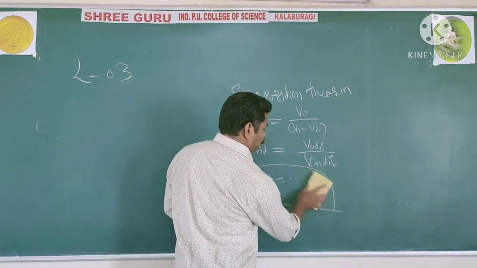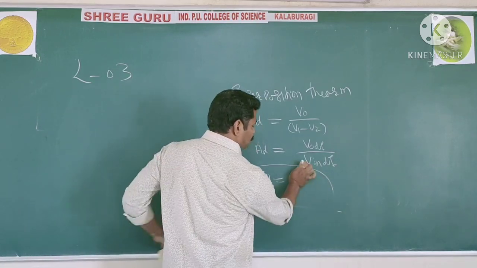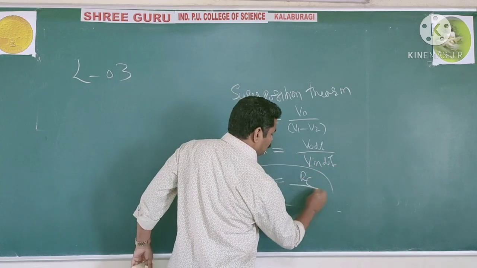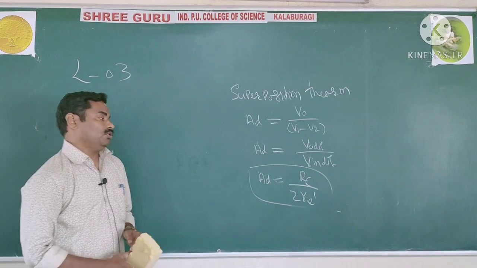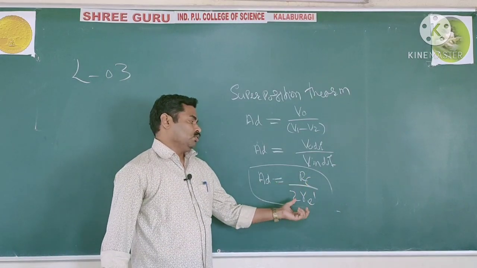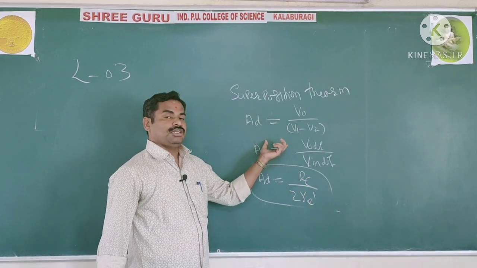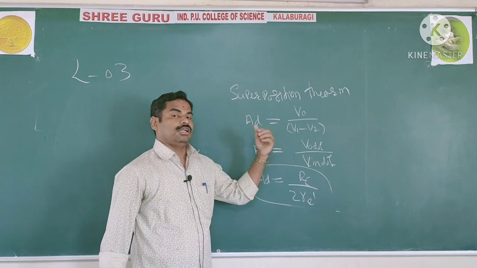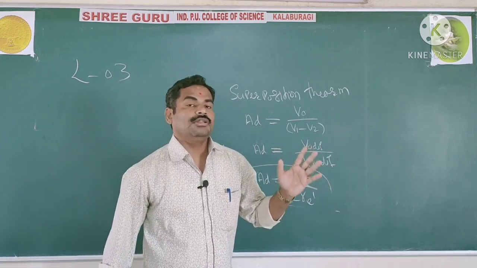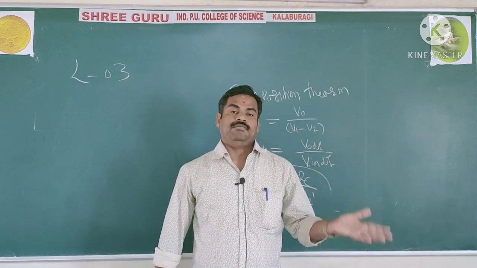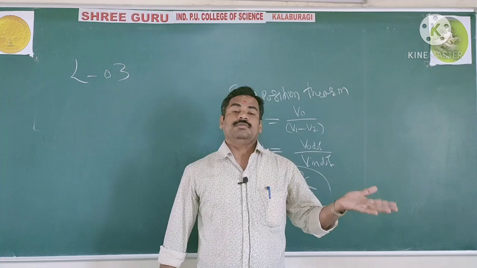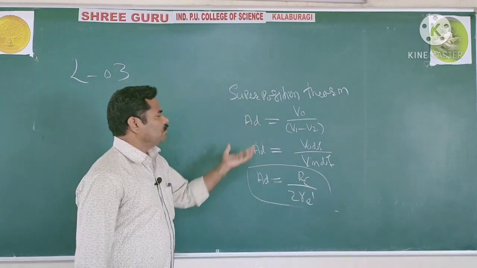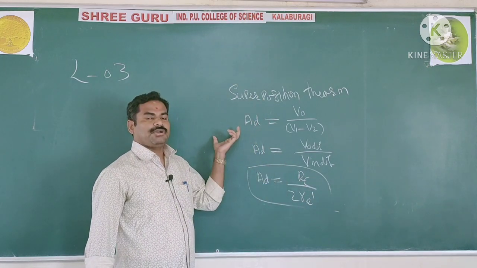We get the differential mode gain finally as RC by 2RE dash. This is about the differential mode. It means in differential mode we are applying different inputs, and the different inputs will be amplified, because with the property of a differential amplifier, they will amplify the difference between the two signals. This is about, in a simple way, your differential mode gain.